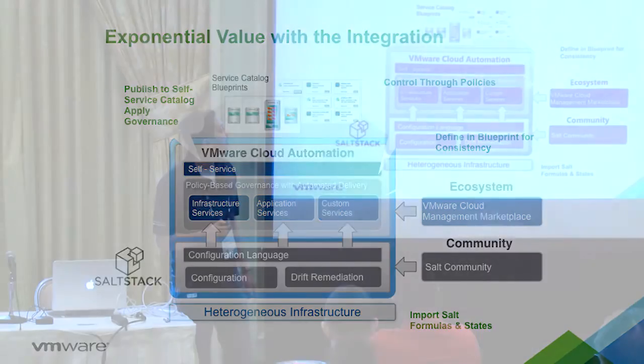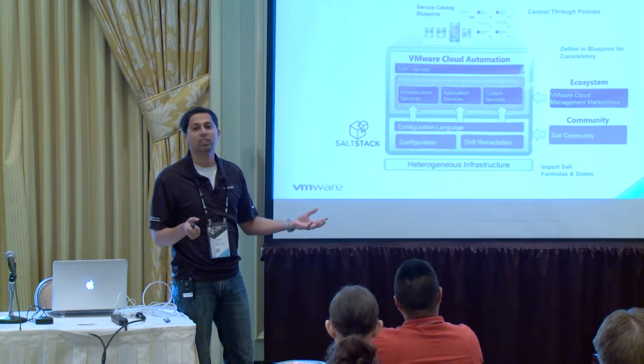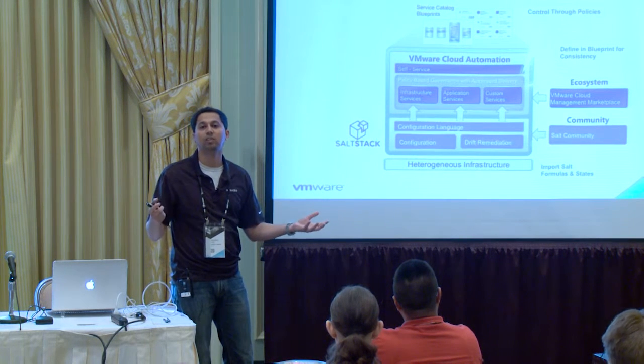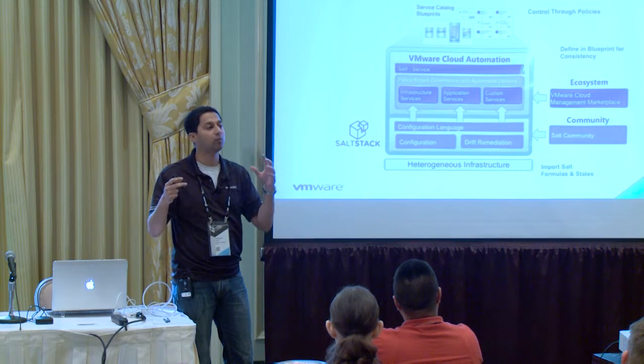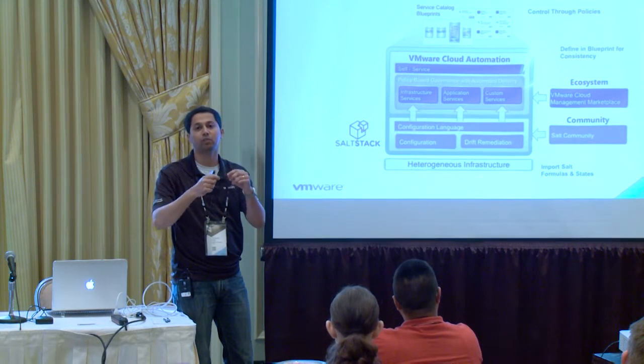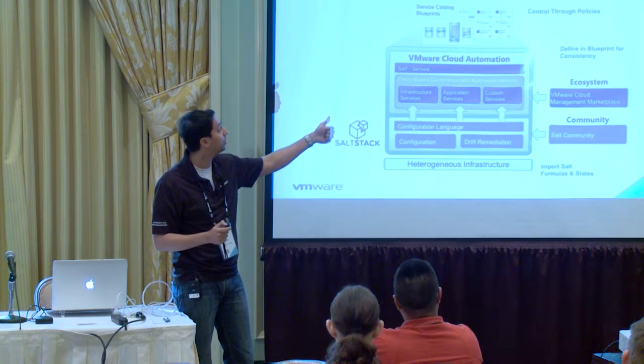That's the one thing. The second thing is control through policies. At VMware, we have a lot of policies at, say, the vSphere layer. We have a lot of policies at the networking layer. How we can elevate those policies, stitch them together with your Salt deployments, and use them together. That's the second piece on the value side.